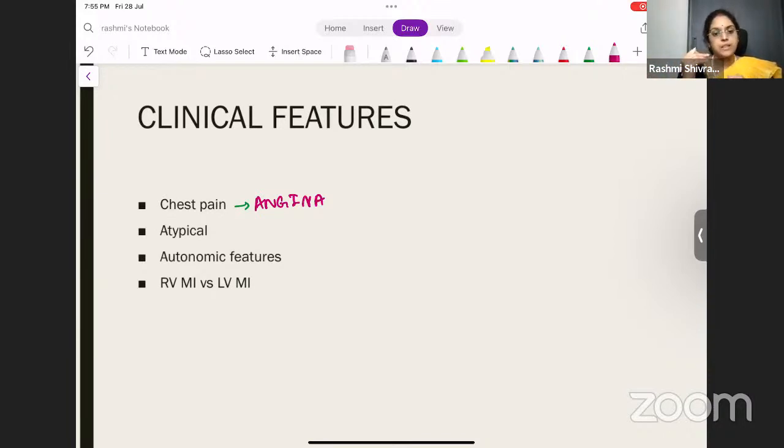Do you have pain at sleep, in the sleep time? All those things are very, very important questions that you should ask. So what do you think precipitates or relieves this kind of pain? Okay, so this is very, very important.